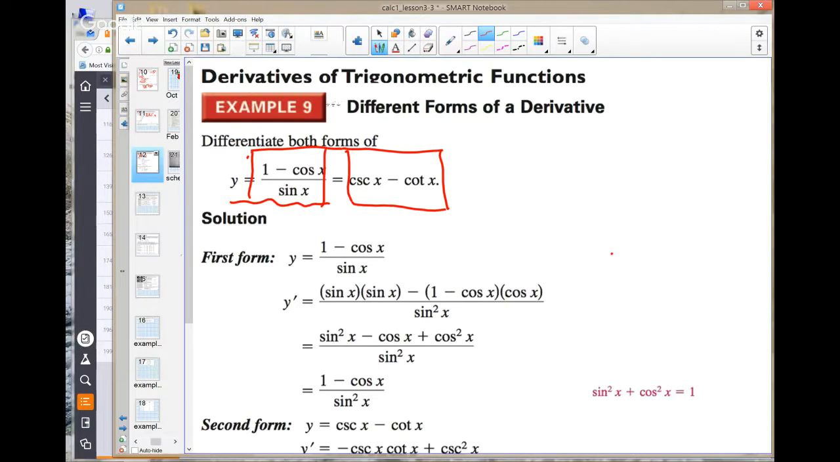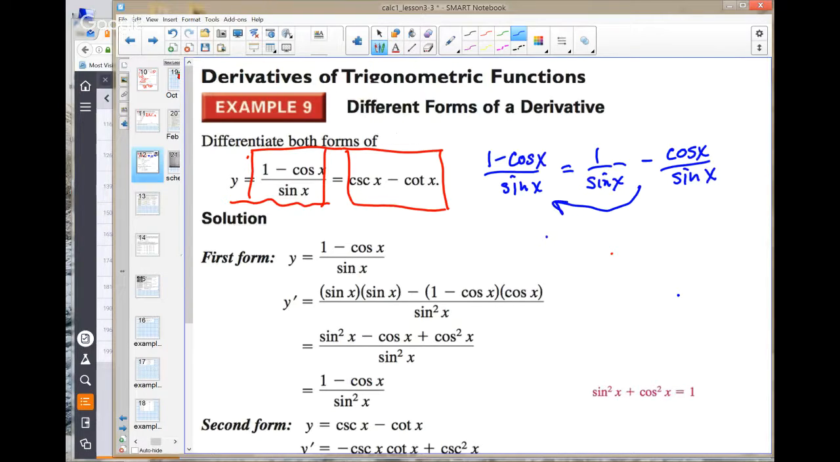Let me get my keyboard out of the way here so I can write a little bit better. What they're trying to show you here is 1 minus cosine over sine. Isn't that the same as 1 over sine minus cosine over sine? Isn't that just going kind of backwards fraction work? You would all know how to go from there to there because it has a common denominator. But you can also break it up and go this way.